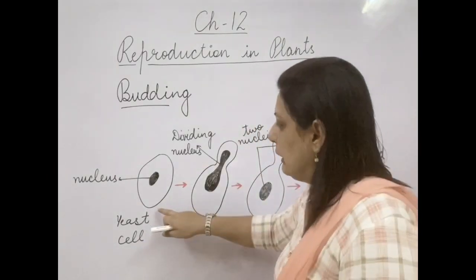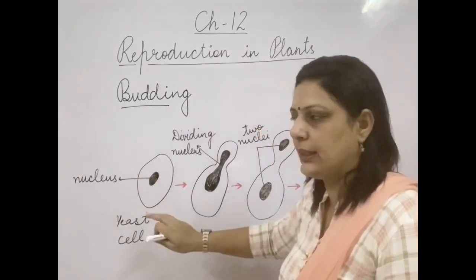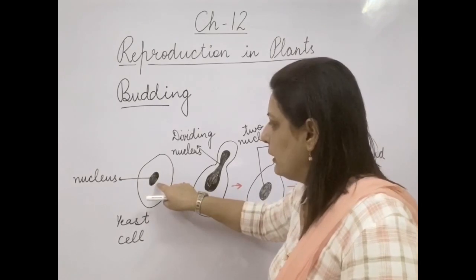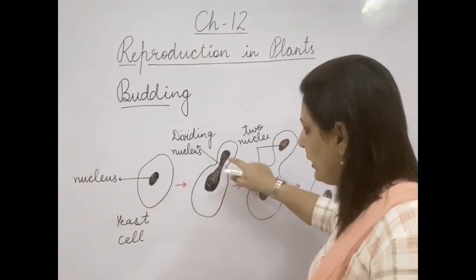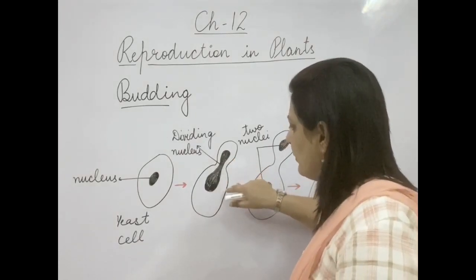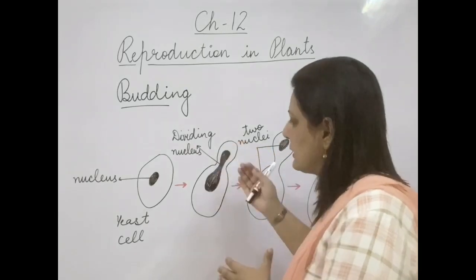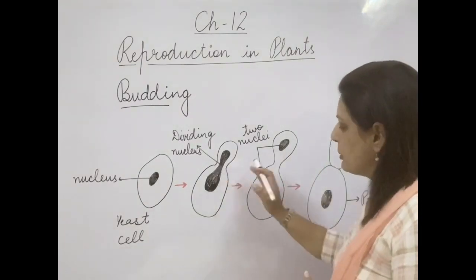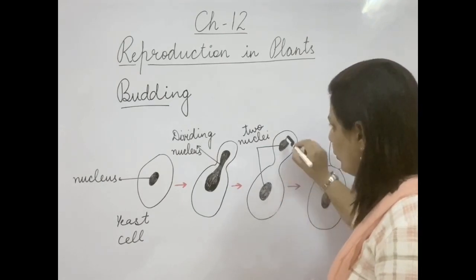Here I have drawn a yeast cell which has a nucleus. This is one of the yeast cells. Now what will happen is, initially the nucleus present in the body of the yeast will start dividing. When it starts dividing, the cell will become a little elongated and some part will also come out on one side which carries the cytoplasm. Now with the passage of time, slowly it will divide and ultimately form 2 nuclei.